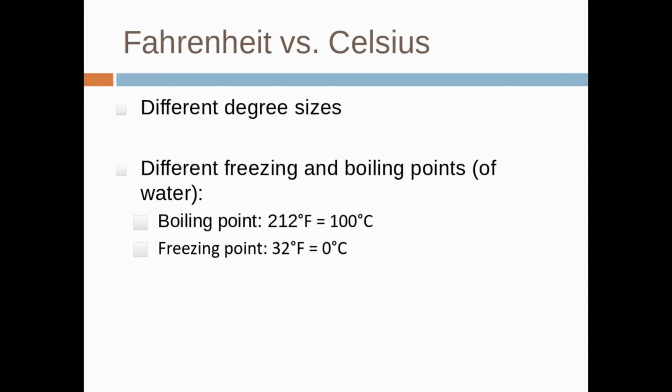They also start out at different points on their scales, and so they have a different freezing point and boiling point of water or any substance really. So for example, the boiling point of water in Celsius, as we know, is 100 degrees Celsius, but in Fahrenheit, it's 212. For freezing water, it is 0 degrees Celsius and 32 degrees Fahrenheit. So they don't match up, and the size of the degree is also not the same.